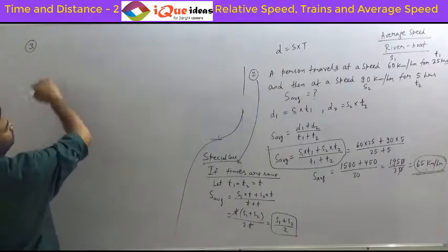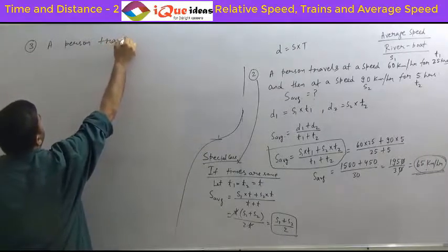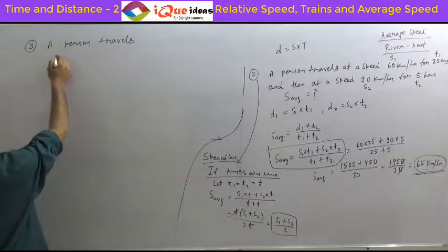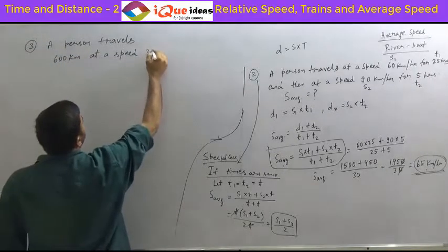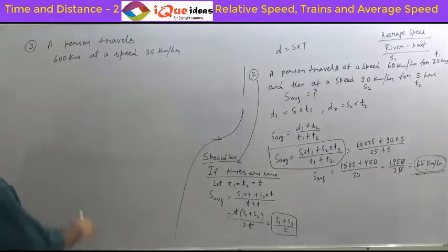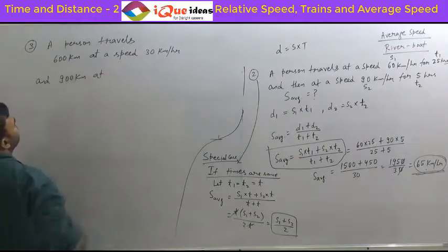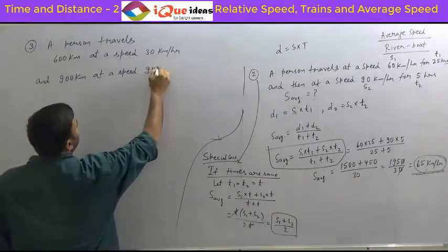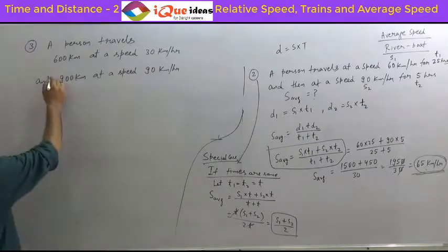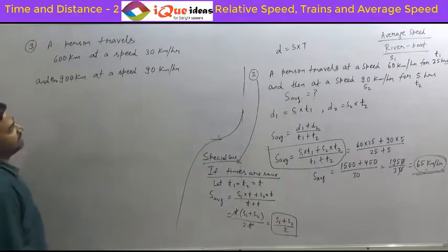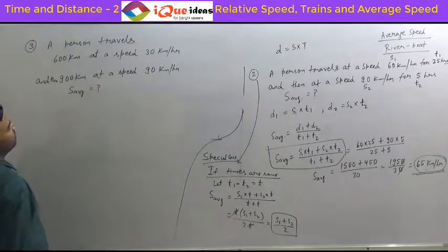So, third case, a person travels, let's say, 600 kilometers at a speed 30 kilometers per hour, right? And 900 kilometers at a speed 90 kilometers per hour. So here distance and speeds are given. And again, the separate parts are there. Find average speed. Now here times are missing.